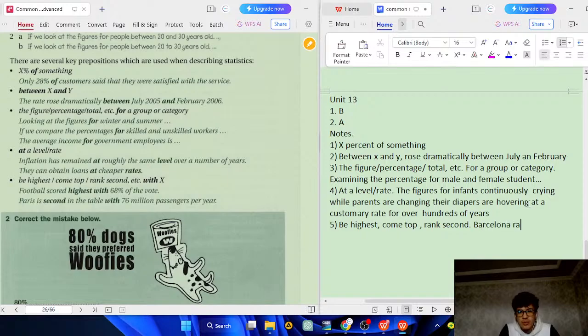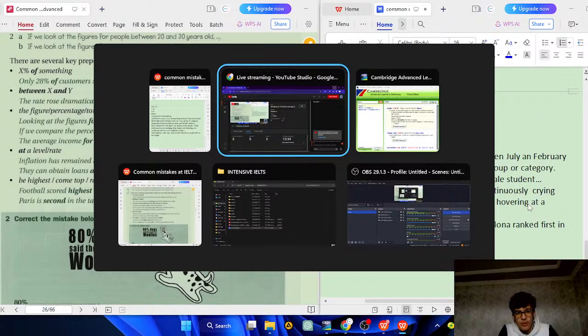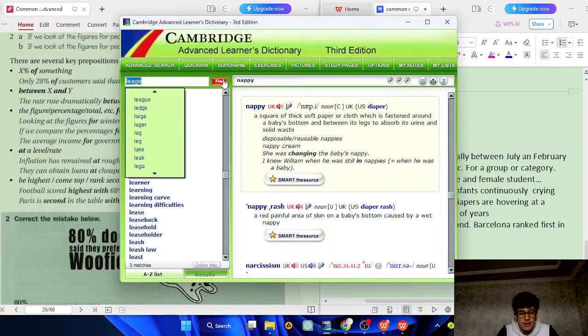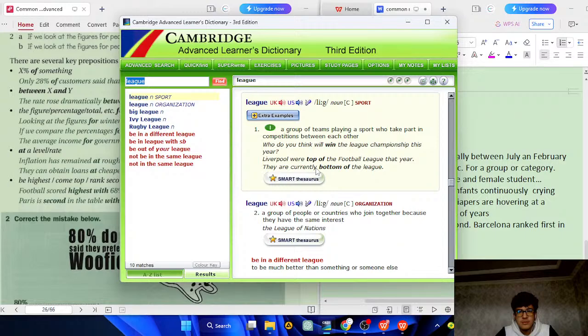Barcelona ranked first in the league, or on the league. Not really sure about that. I think they're currently bottom of the league.